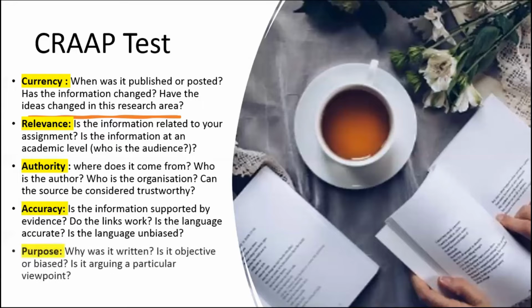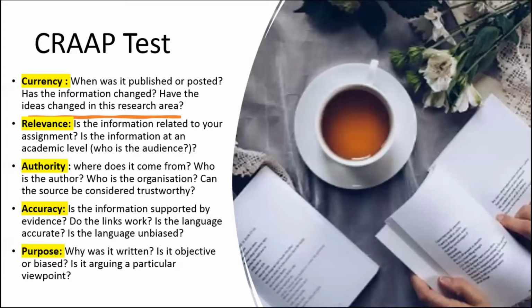The last point says is the language unbiased, which is tricky, but the idea is, remember, everybody writes for a reason. So if the language is unbiased, it will give both sides of an argument equally or pretty equally, but not all articles will do that because, well, they don't have to. They don't have to give things equally. That's not the idea. So think about that.